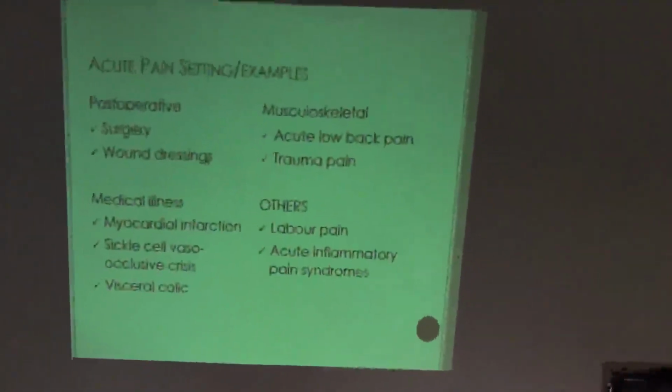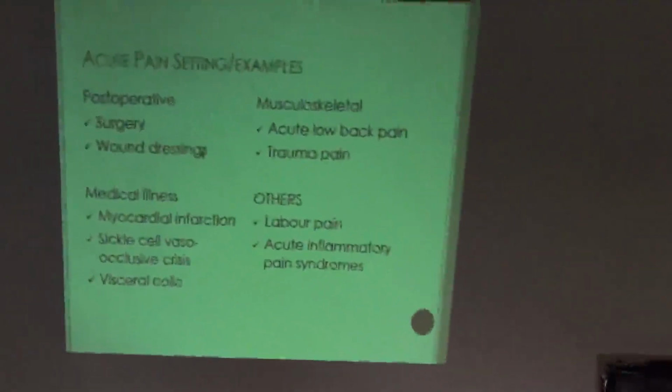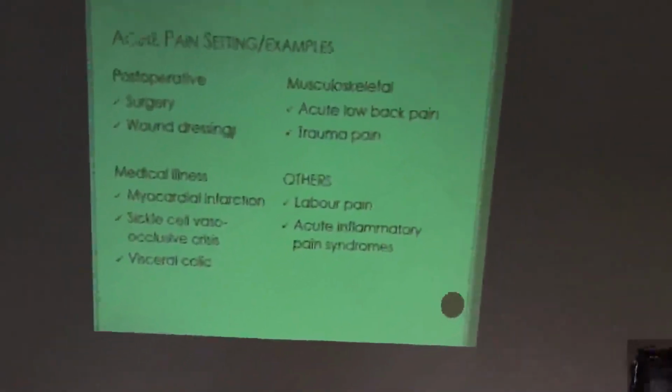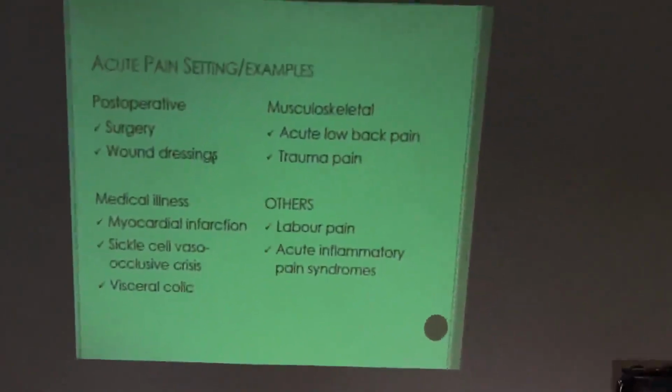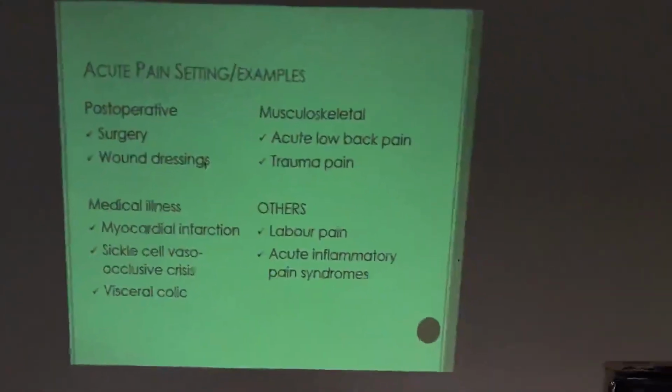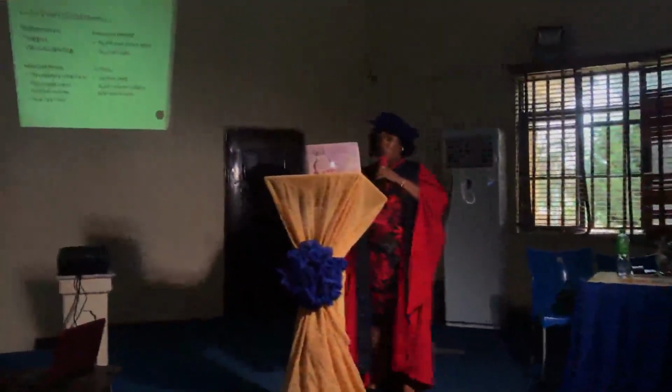And acute pain settings could include things like post-operative pain. Somebody has had surgery. That is an acute pain setting. Somebody is on the ward having wound dressings, burnt wound dressings, and so on. Somebody is on the medical ward has had a myocardial infarction, a sickle cell crisis, and labor pain is also a form of acute pain.